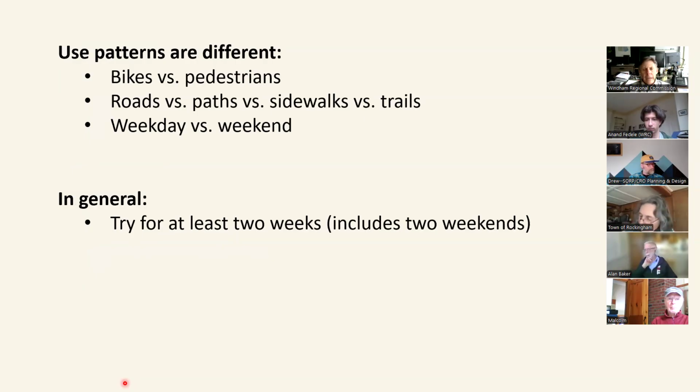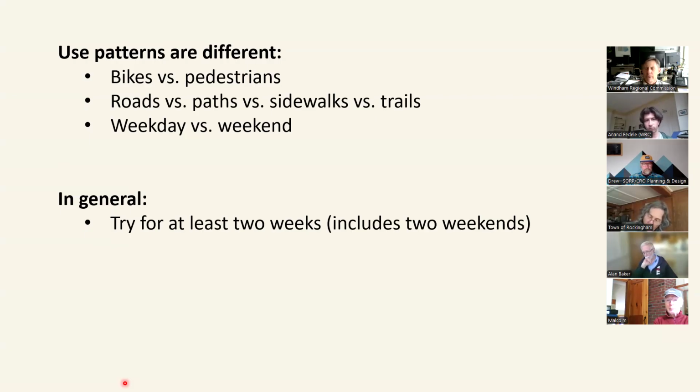When you're looking at the data and we're setting up the counters and planning for our counts, it's important to realize that use patterns are different between cyclists and pedestrians. And the use patterns are also different in places like sidewalks versus recreational trails. So if it's raining out, I'm still walking to work on the sidewalk in Brattleboro, but I may not be going for a bike ride on the Westover Trail after work if it's raining.